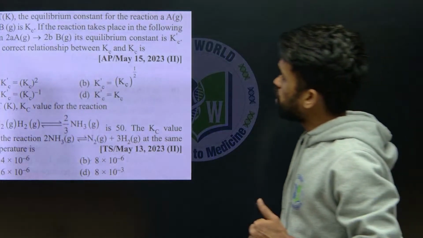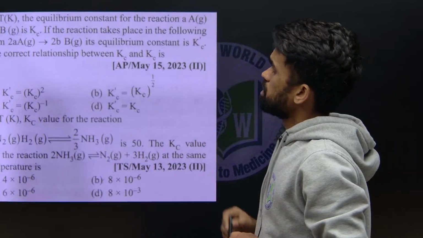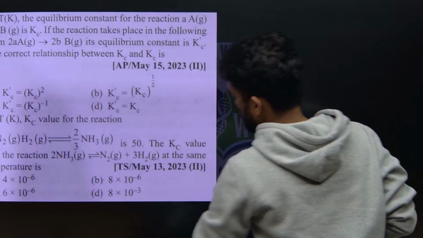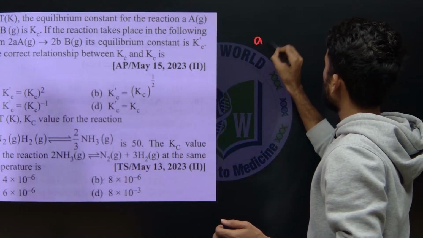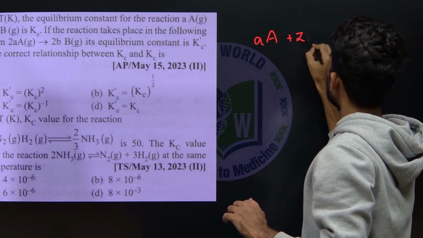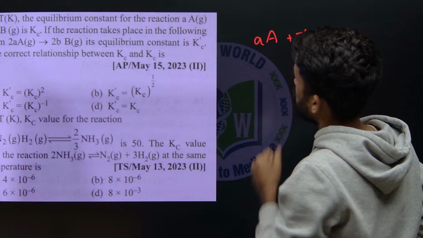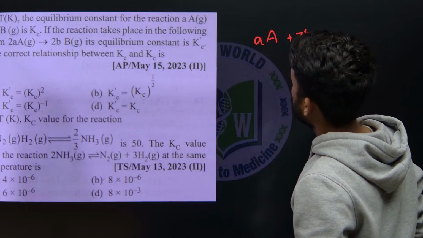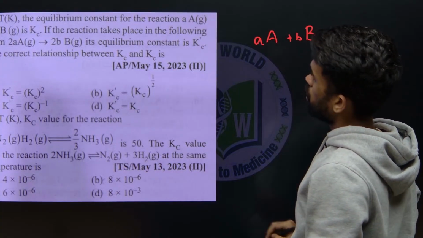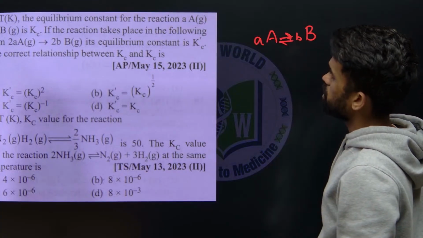If you look at these two questions, what they are saying, see, the equilibrium constant for a reaction is mentioned. The reaction I am writing here, A plus B goes to 2C. Okay, this is a reaction they have mentioned, equilibrium reaction they have mentioned.